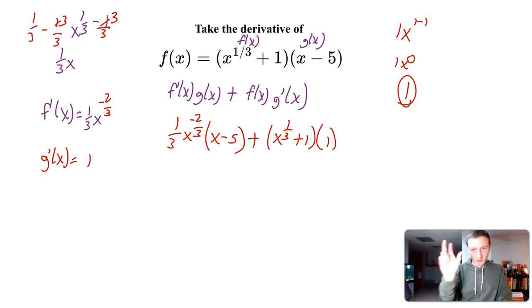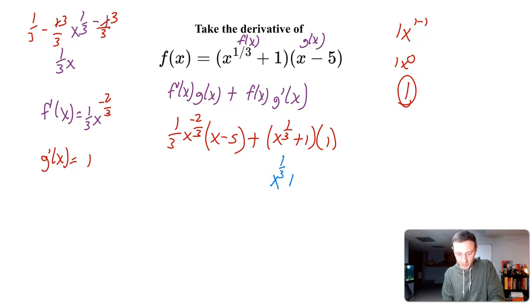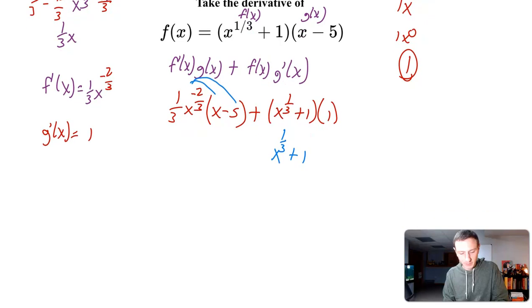So the second term, f of x times g prime of x, the original first term times the derivative of the second term, is not too bad, because we just end up with x to the 1/3 plus 1 times 1. Let me write that. X to the 1/3 plus 1. Over here, though, on the left side, a little bit more work. So we have to do 1/3 x to the -2/3 times x, and 1/3 x to the -2/3 times -5.